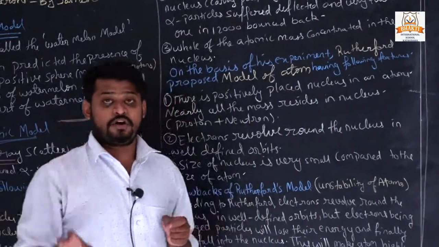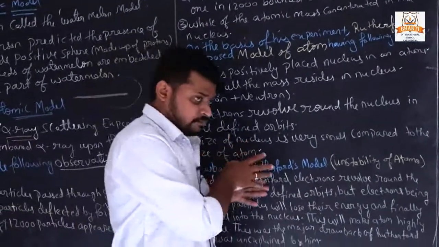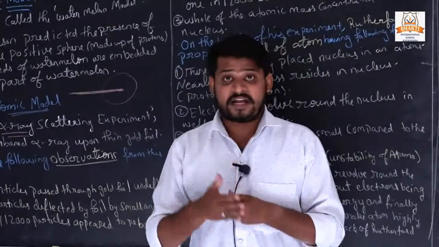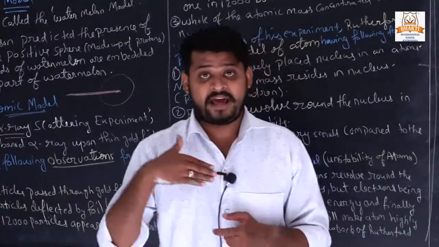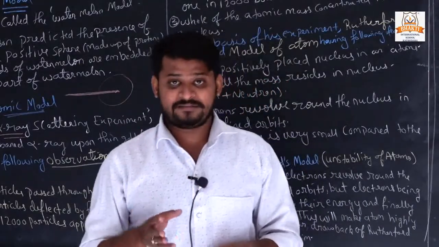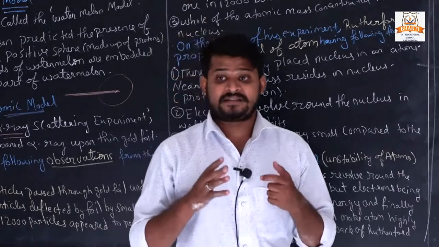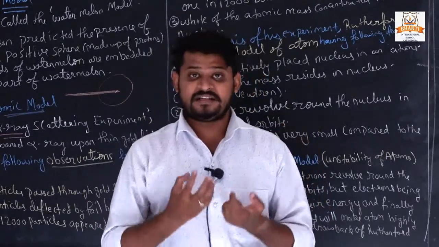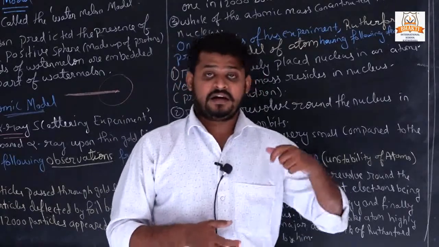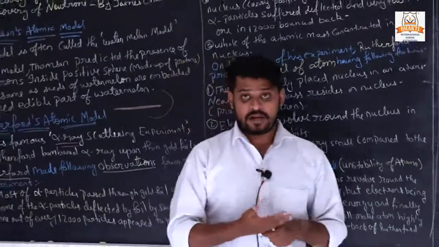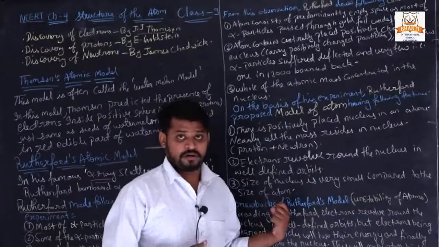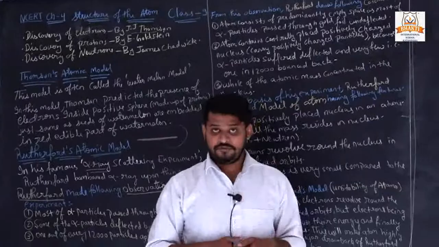So this was the drawback, and for these drawbacks another scientist, Niels Bohr, came and explained that electrons move in a specific orbit, like planets revolving around the sun. We will study this other topic, the Niels Bohr atomic model, which explains the drawback of the Rutherford model, in our next video. Thank you.